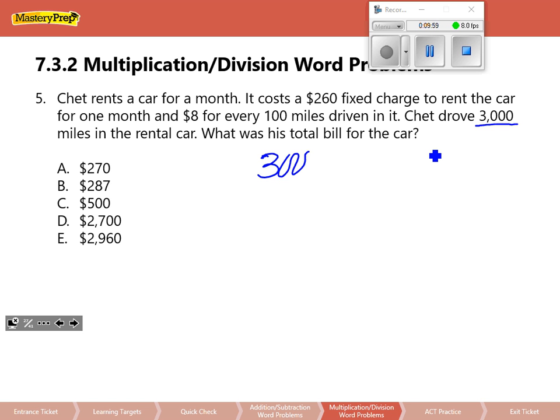How far did he drive? So he drove 3,000 miles, yes? And for every 100 of those miles, he gets charged $8, yes? All the way up to the 3,000. So what can we do? We can take 3,000 and divide it by 100. 3,000 divided by 100 is 30, because those two zeros will cancel out. So how many times did he get charged $8? 30 times 8 is?